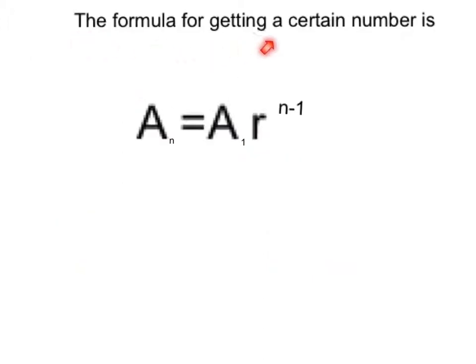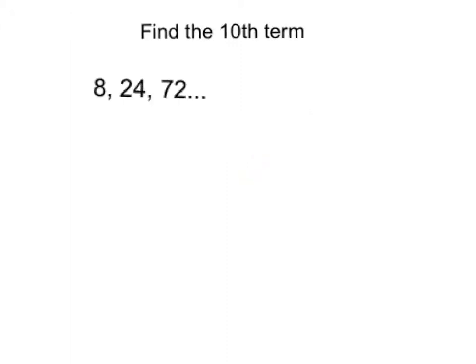The formula to find a certain term is a sub n equals a sub 1 times r to the power of n minus 1. n is the term number. a sub 1 means the first term in the sequence. r is the common ratio. Find the 10th term. To find the 10th term, we have to plug in the numbers to the equation.